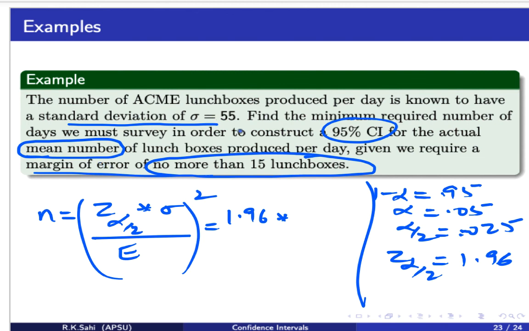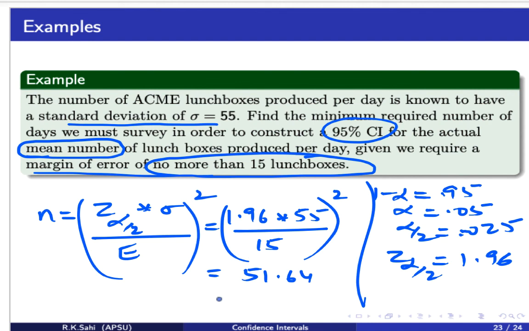Sigma, the standard deviation, is 55, divided by 15. When you do the whole math and square, you will get, say, 151.64. No matter what happens, round up. Even if the decimal value was less than 0.5, you still round up. So it's approximately 152.